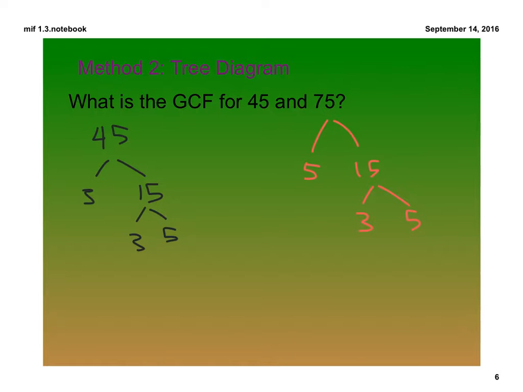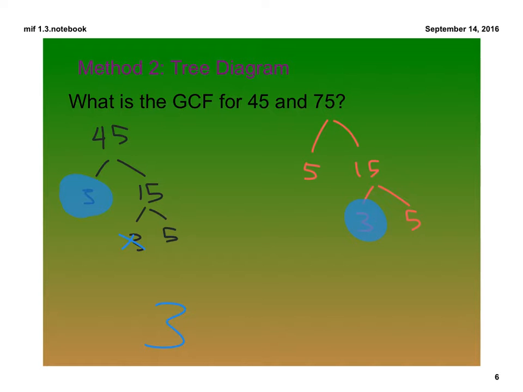Now what we're looking for here is the things that are in common to both trees. So there's a 3 in the 45 tree. Is there a 3 also in the 75 tree? Yes, there is a 3. So in my GCF, I'm going to write down 3. There's another 3 in the 45 tree. Is there another 3 over in the 75 tree? No, there is not. So this will not be part of my GCF.